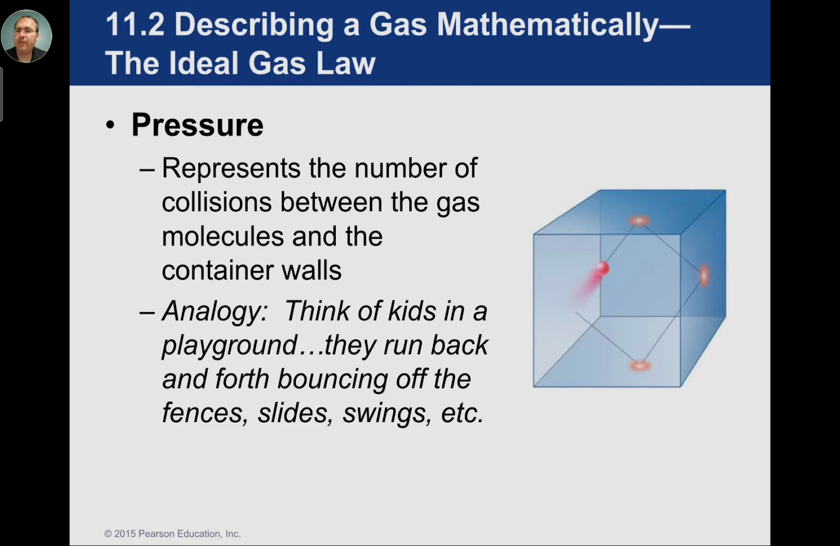So how do we affect pressure then? How do we make those collisions more frequent or less frequent? That's where we get into pressures, volumes, and temperatures. The easiest way to think about pressure is kids in a playground. You can imagine that if you have kids in a playground, they're like this little pink ball. They're bouncing around on all the toys and all the fences. So how do we change their rate of bouncing around on all those fences?